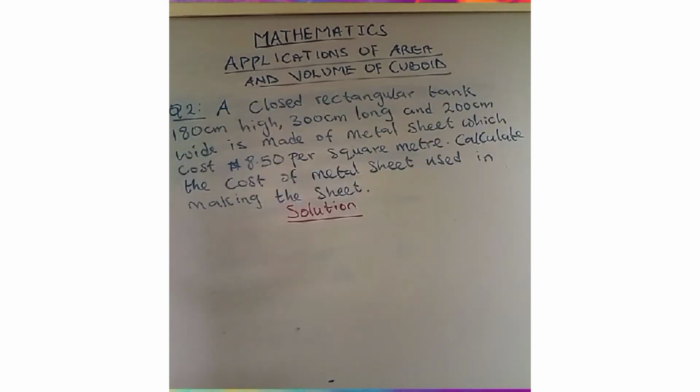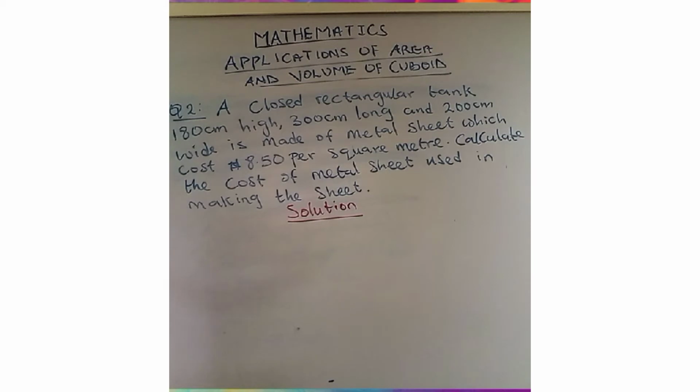So question 2 says a closed rectangular tank, 180 centimeter high, 300 centimeter long, and 200 centimeter wide, is made of metal sheets which cost 8 naira 50 kobo per square meter. Calculate the cost of metal sheet used in making the tank. Looking at the question, we have a rectangular tank, and this rectangular tank is in the form of a cuboid. So the first thing is to calculate the total surface area of this cuboid.